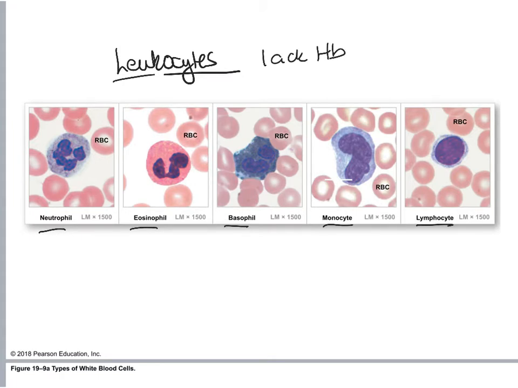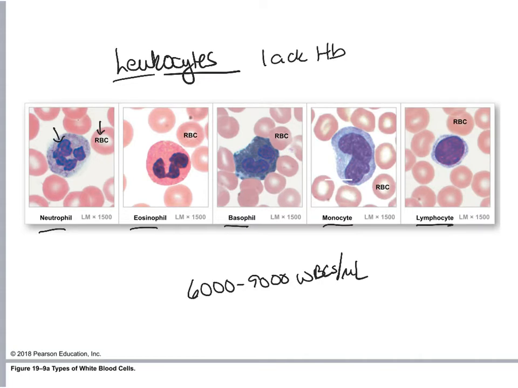In each one of these blood smears that you're seeing, you can see a red blood cell, and then you can see a white blood cell mixed in with the red blood cells. A typical microliter of blood contains 6,000 to 9,000 white blood cells per microliter.